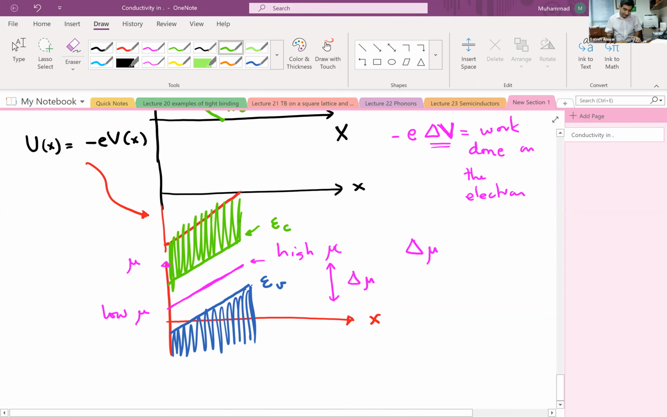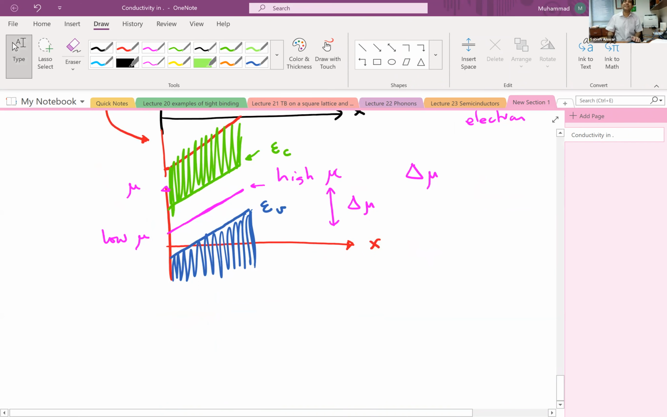And by the way, is this all making sense? I'm giving you a really intuitive picture of bands and how these bands bend in response to the application of electric fields or connections to voltage sources. And I'm giving an intuitive and a very easy to understand notion of the chemical potential as well. So any questions before I move on?